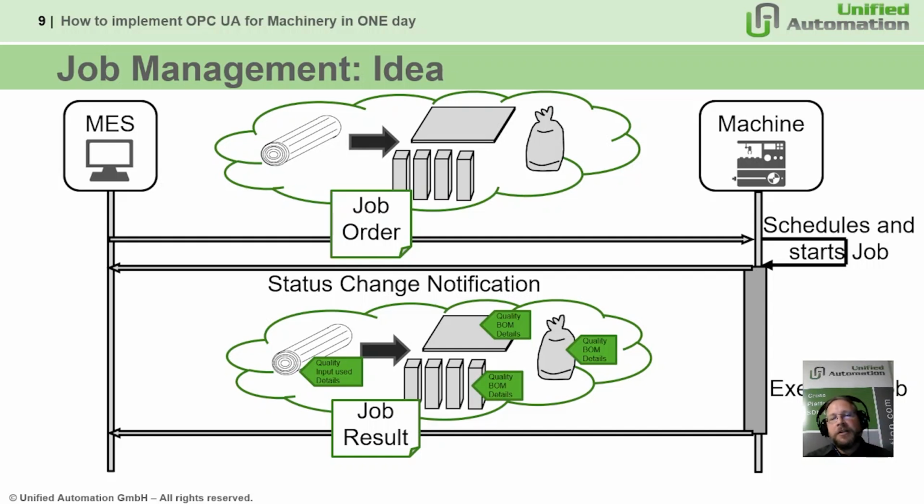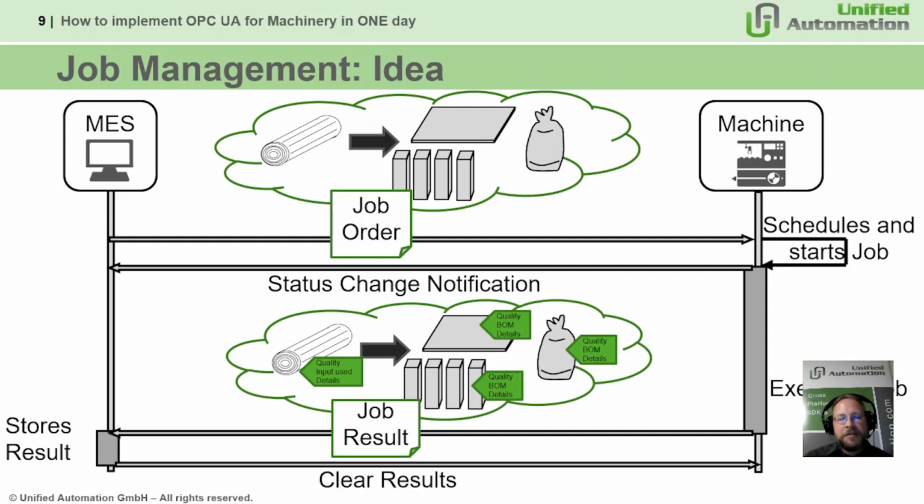And we have a mechanism in here so that those data don't get lost, so they are very important data sometimes. There's a mechanism that the machine keeps the data until the MES system actually clears the result, and then the machine knows that they have been processed by the MES system. That's in a nutshell the machinery specification.